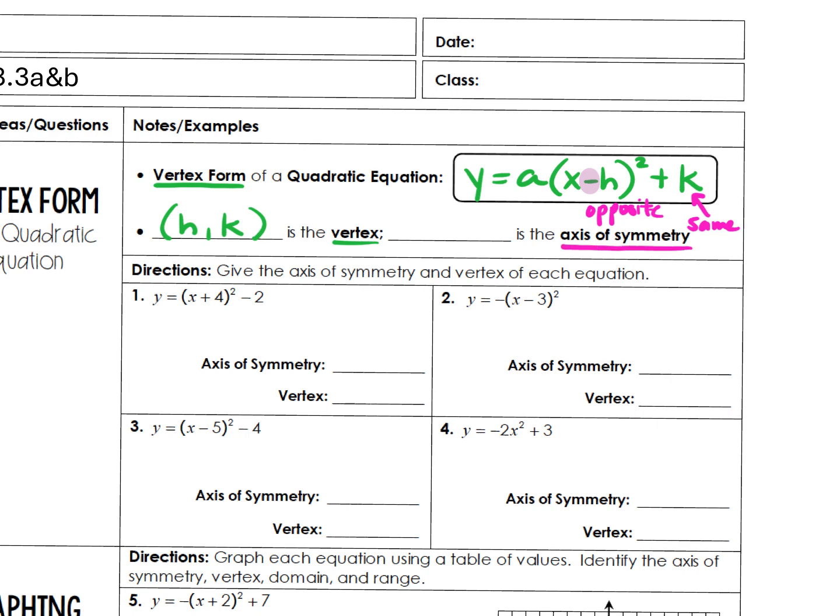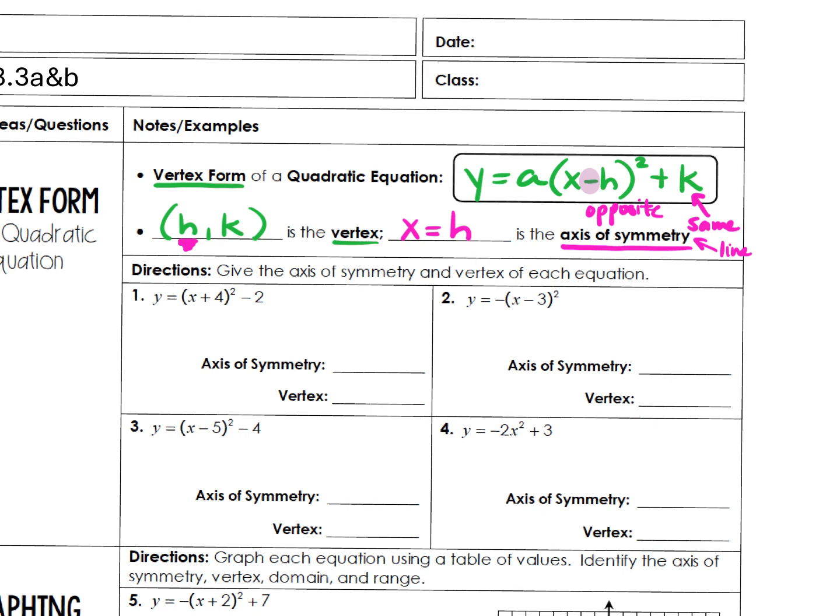Your axis of symmetry, just like it was yesterday, will be x equals. It's always x equals. X equals is representing a what? This is a line, okay? It'll be x equals, just like it was yesterday, the x value of your vertex. So it'll be x equals whatever that h number is. If none of this makes any sense to you yet, it's okay. I'm going to show you with numbers and it's going to make a lot more sense.